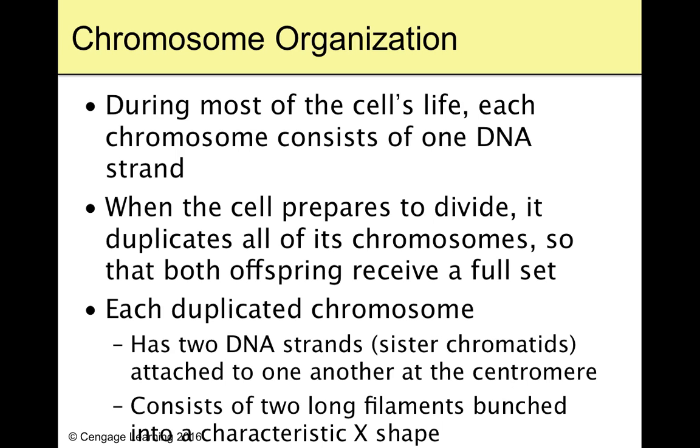So when you get a duplicated chromosome, you get two DNA strands. Once we've gone through this duplication process, we don't call these chromosomes anymore. We call them sister chromatids. They are copies of the chromosome. We have two now, and they're attached to one another at a structure called the centromere. That's important. They consist of two really long filaments, and when these two long filaments are tied together by a centromere, most of your chromosomes end up looking kind of like an X.